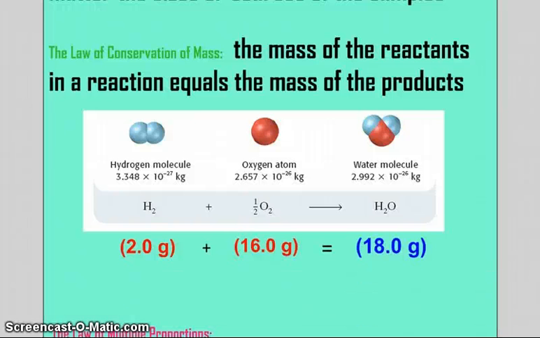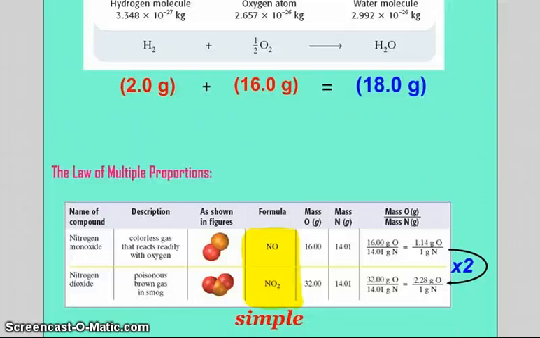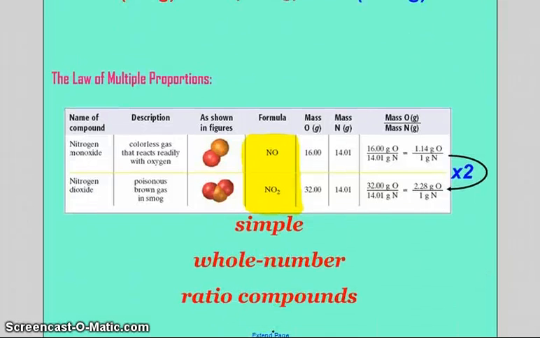Our last law is the law of multiple proportions. And you see here, this chart that I put there shows the different compounds that nitrogen and oxygen can make, and there's many others. But focus on that formula column. You see that nitrogen monoxide, nitrogen dioxide, they are simple whole number ratios, and those are the types of compounds that are formed when our atoms get together.